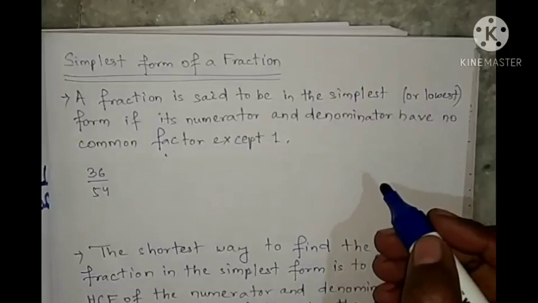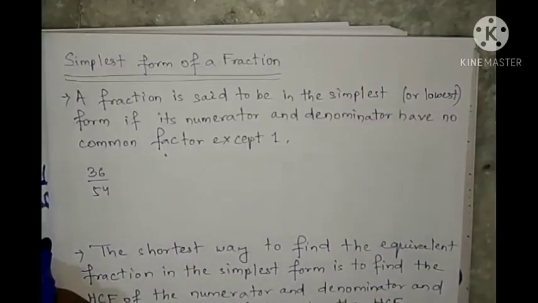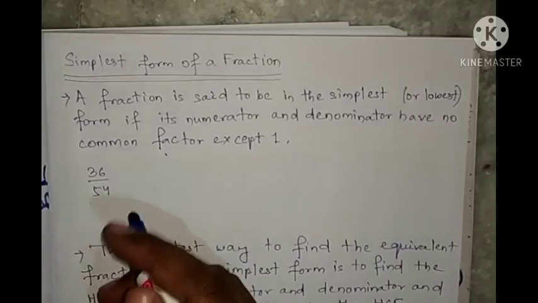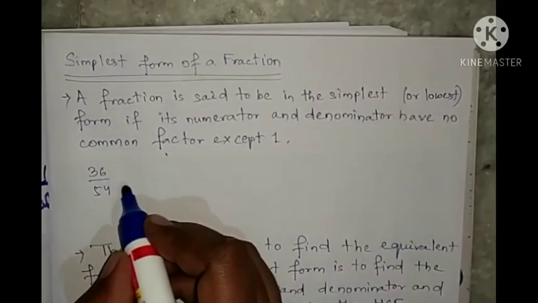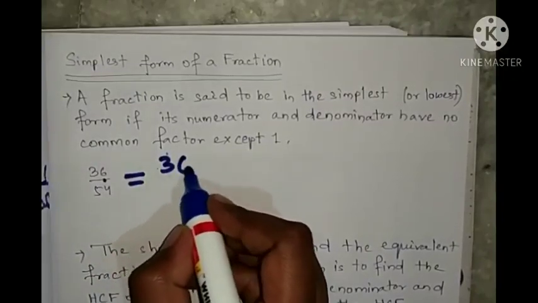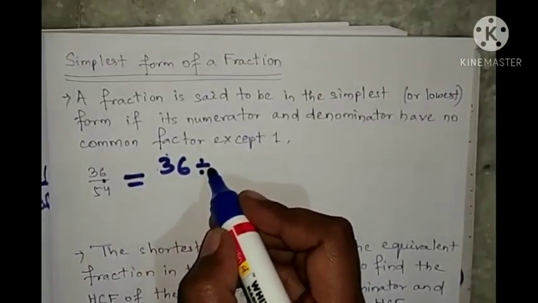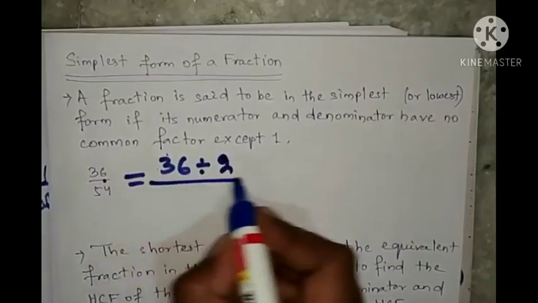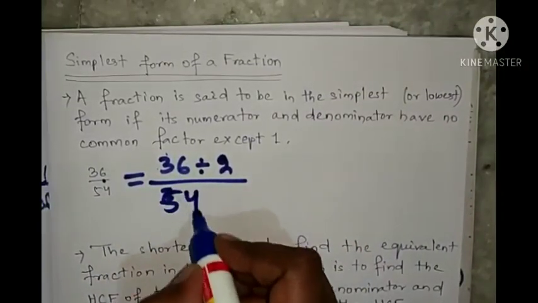So what will you do? Here is the process. You can divide by the same number, like 36 by 54 equals 36 divided by 2, then 54 divided by 2.